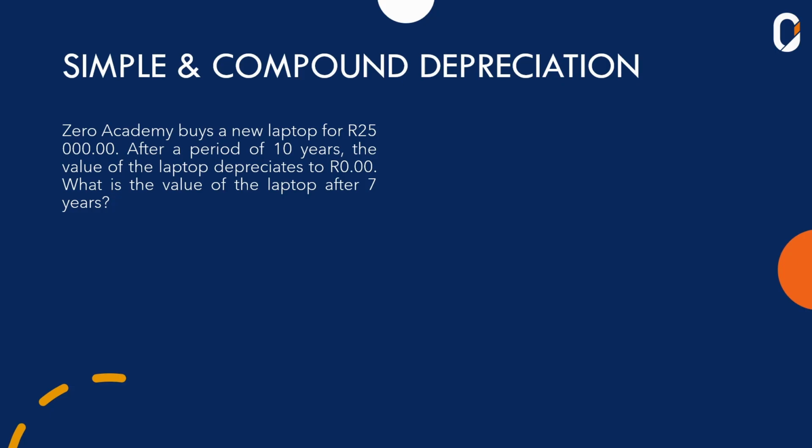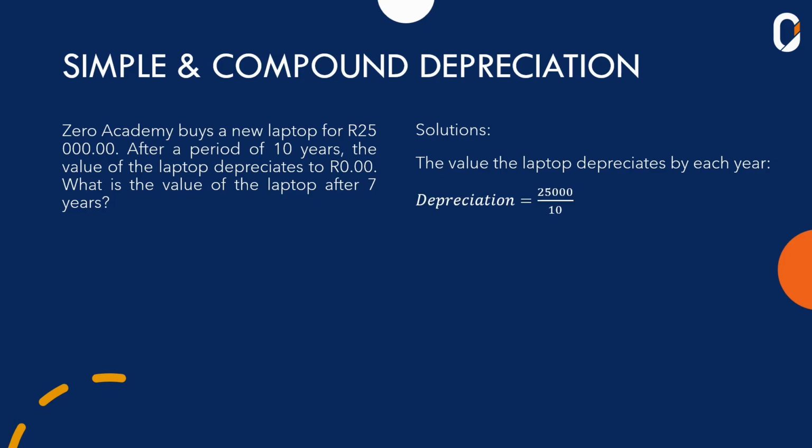And hence, we can go on and say, the value of the laptop depreciates each year, and the rate at which it decreases, we can calculate by saying depreciation is equal to 25,000, which is the initial amount, divided by 10, the number of years it takes for the laptop to be worthless. And that will give us a value of 2,500 rands. That means each year that passes, that laptop loses 2,500 rands in value.